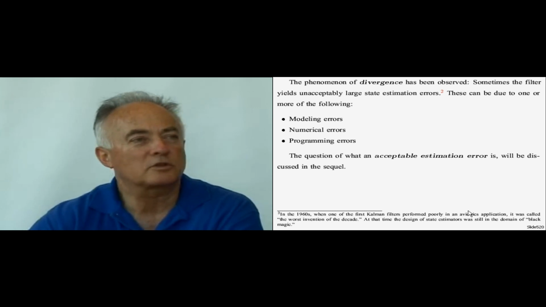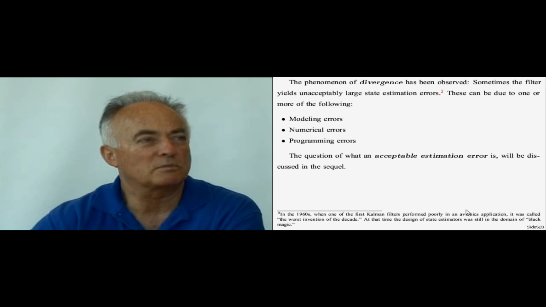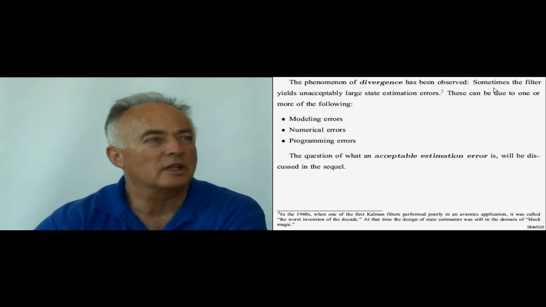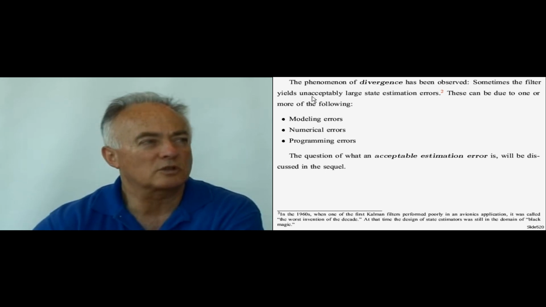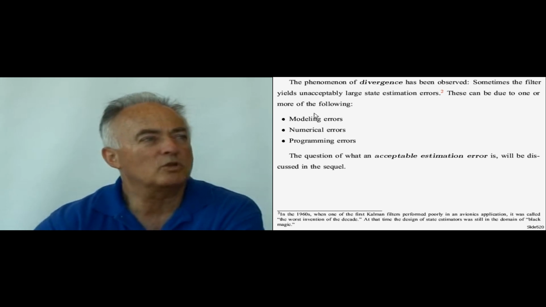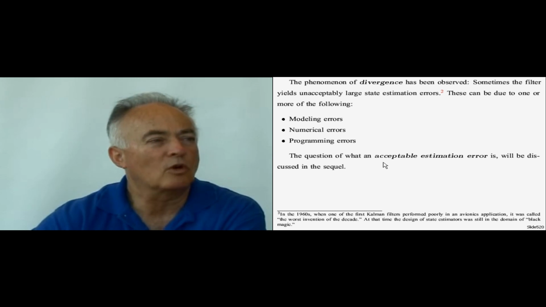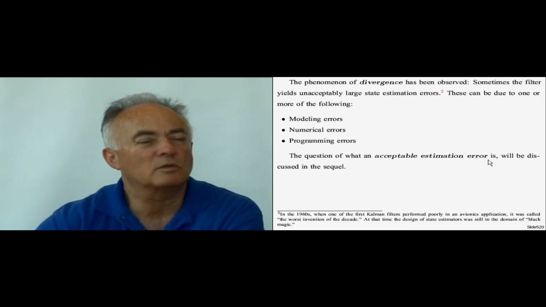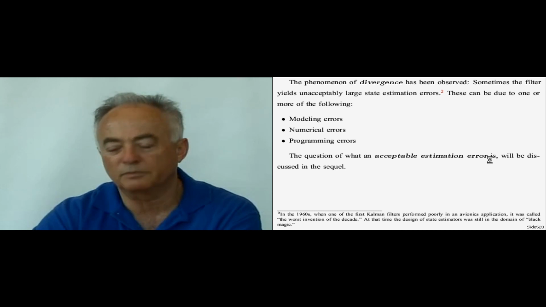First, before discussing consistency, which is the counterpart of convergence, we'll take a look at the opposite of convergence, that's divergence, because historically it has been observed that the filter used to yield in some cases unacceptably large state estimation errors. And this can be due to one or more of the following reasons. You can have modeling errors, you can have numerical errors, and last but not least, you can have programming errors. The question of what an acceptable estimation error will be from a statistical point of view is what we are going to discuss in detail next.